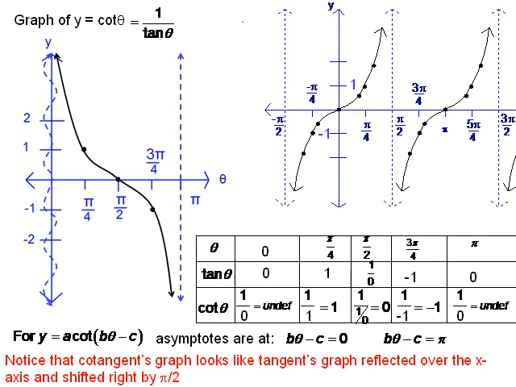Okay, as I said, notice that it looks like the graph has been reflected over the x-axis and shifted right by pi over 2.